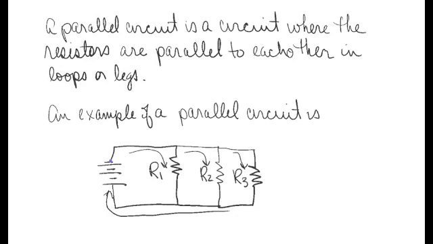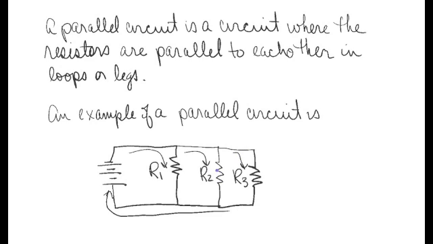Current leaves, in this case the battery, and flows down. Part of it goes through this resistor R1 in this loop. Some of the current flows through R2 in this loop, and some flows through R3 in this leg, and all come back together to return to the battery here. We'll find out later that the lower the resistance, the higher the current through each individual resistor.